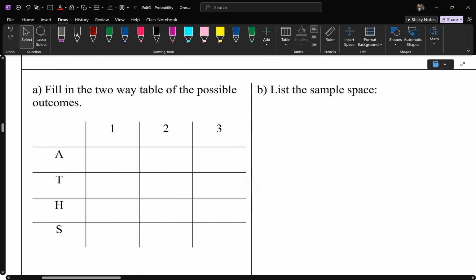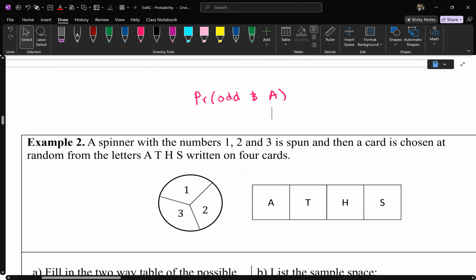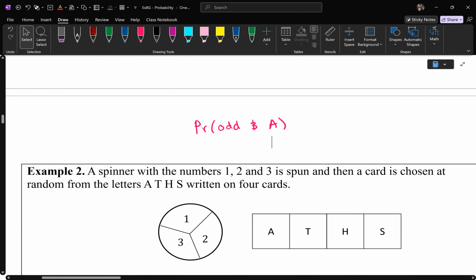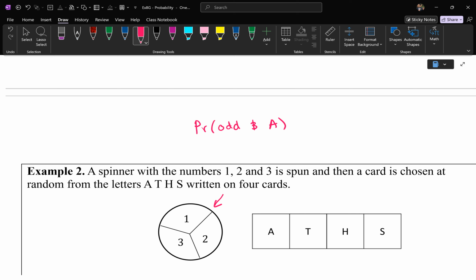Here's your two-way table, right? Now, in a logical sense, if you did this intuitively, if you spun the wheel, what are all the possible options you can get? 1, 2, and 3. So you can get 1, 2, 3. But then when you choose a letter, what are all the possible letters you can get? Yeah, so you can get A, T, H, and S.